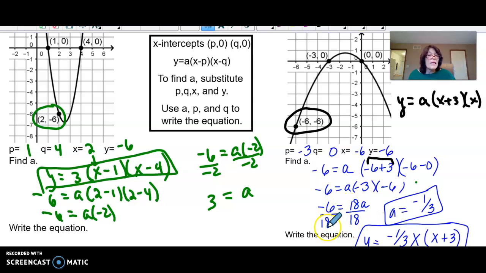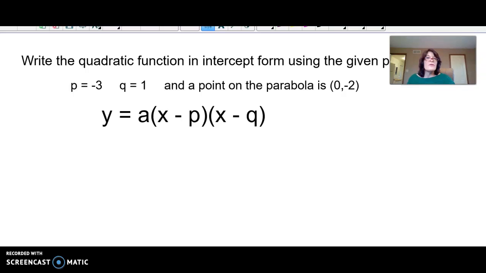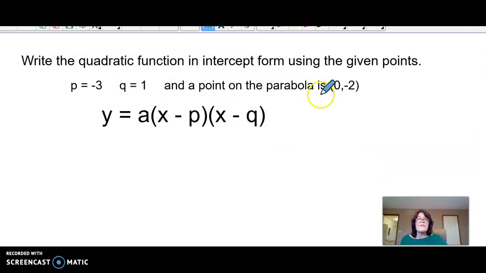You divide both sides by 18. -6 divided by 18 is -1/3. So now we can put that -1/3 here. y equals -1/3 x plus 3 times x. And usually when there's just an x, we write that first. So they wrote it as -1/3 x times x plus 3. Okay? All right, so in general, to write a quadratic function in intercept form using the given points.